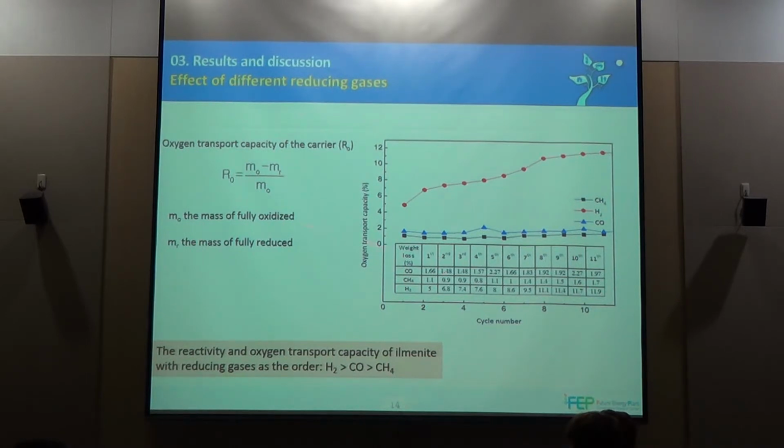We use this equation to calculate the oxygen transport capacity of the oxygen carrier, based on the mass of the fully oxidized and fully reduced states. This is summarized after some cycles. As you can see, hydrogen can take up oxygen better than CO and methane.